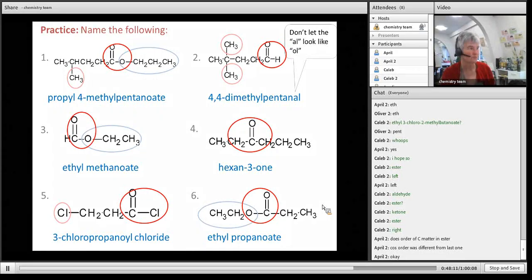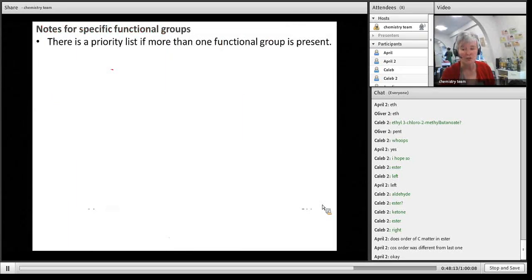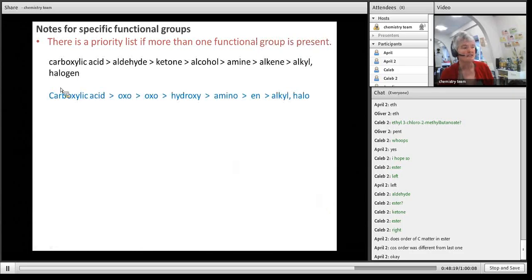Okay. Right, so last thing is the priority order. Carboxylic acid, and you're never going to get something, well, I really don't think you would, where you've got to distinguish between an amide and an acyl chloride or anything like that. You just get one of those.